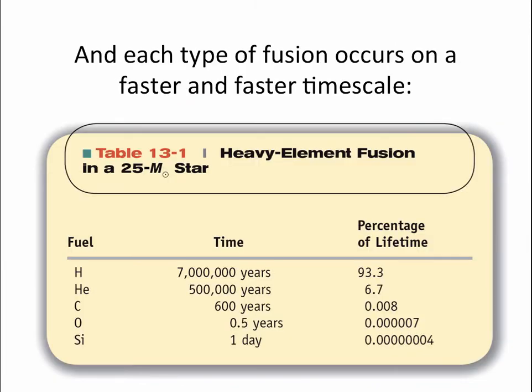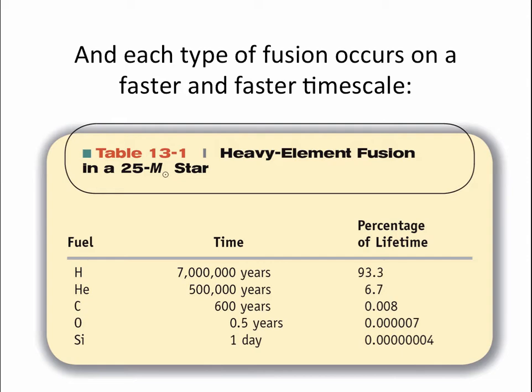Another thing to know is that each of these types of fusion occurs on a faster and faster time scale, because first of all, the fusion doesn't release as much energy as previous types of fusion. Second, the star is getting brighter in this red giant phase, so it needs to release even more energy. And because we keep mashing atoms together, we have fewer and fewer atoms to go around to do fusion. So the result is that the time scales get really short.